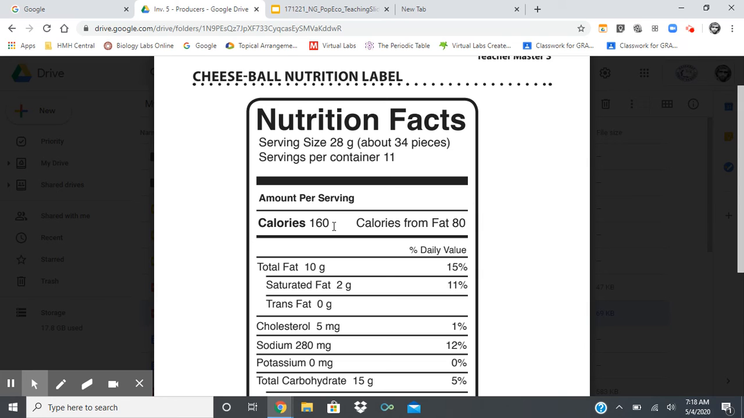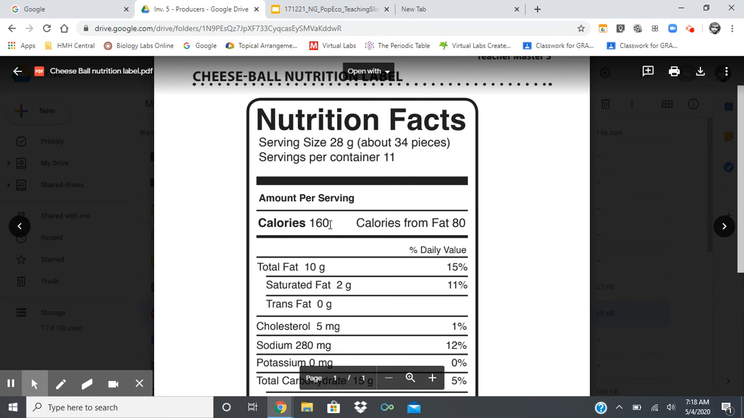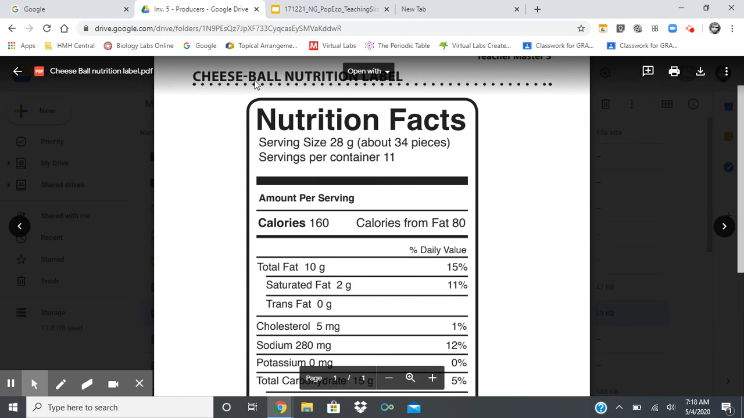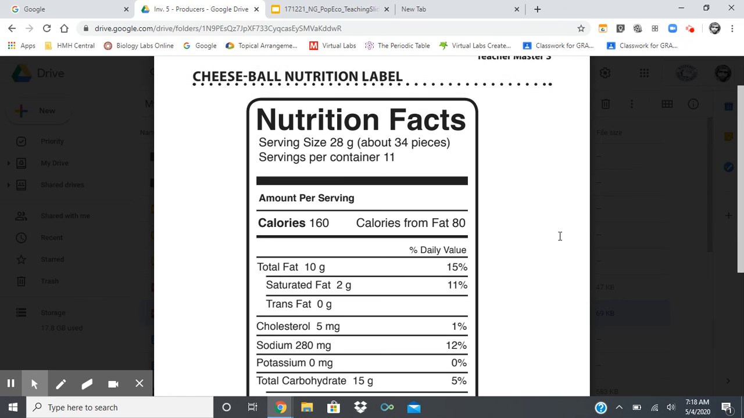Now, if you notice, one cheese ball is not a full serving here. A serving size is about 28 grams. So to eat a full serving, this is kind of gross, you'd have to eat 34 cheese balls. And if you ate 34 cheese balls, you would get 160 calories. So if we divide 160 calories by 34, we end up with a number of 4.7. That means that one single cheese ball has 4.7 calories in it.